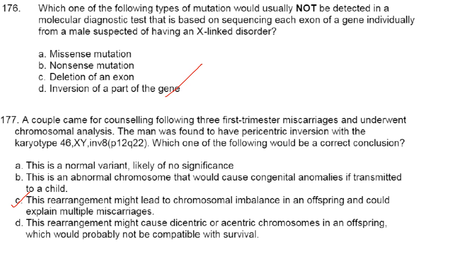A couple came for counseling following 3 first-trimester miscarriages and underwent chromosomal analysis. The man was found to have pericentric inversion with a karyotype 46,XY, inv(8)(p12q22). Which one of the following would be the correct conclusion? This rearrangement might lead to chromosomal imbalance in an offspring and could explain multiple miscarriages. Answer is option C. And option D, the rearrangement might cause dicentric or acentric chromosome in an offspring which would probably not be compatible with survival, that is seen in the case of paracentric inversion.